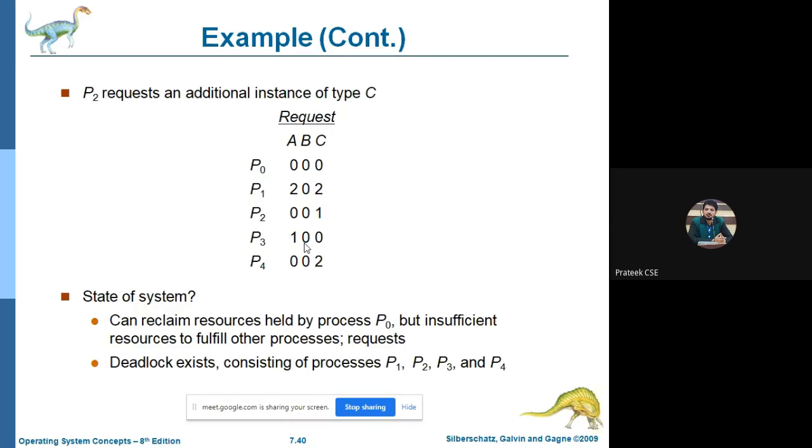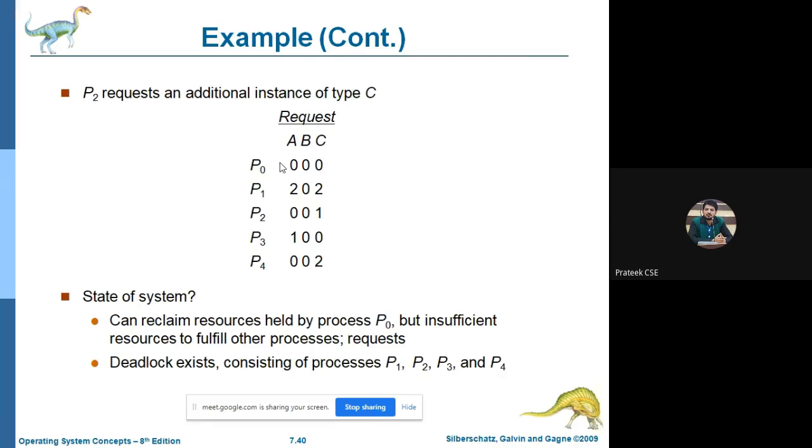So this is the question they have asked: if we increase the request of process P2 of resource type C by 1, will the system be in a safe state or not? You can see we can reclaim resources held by the process P0. We can only fulfill the request of P0, and not the requests of the rest of the processes. So in that case, which processes will be in deadlock? P1, P2, P3 and P4. These 4 processes will be in deadlock.